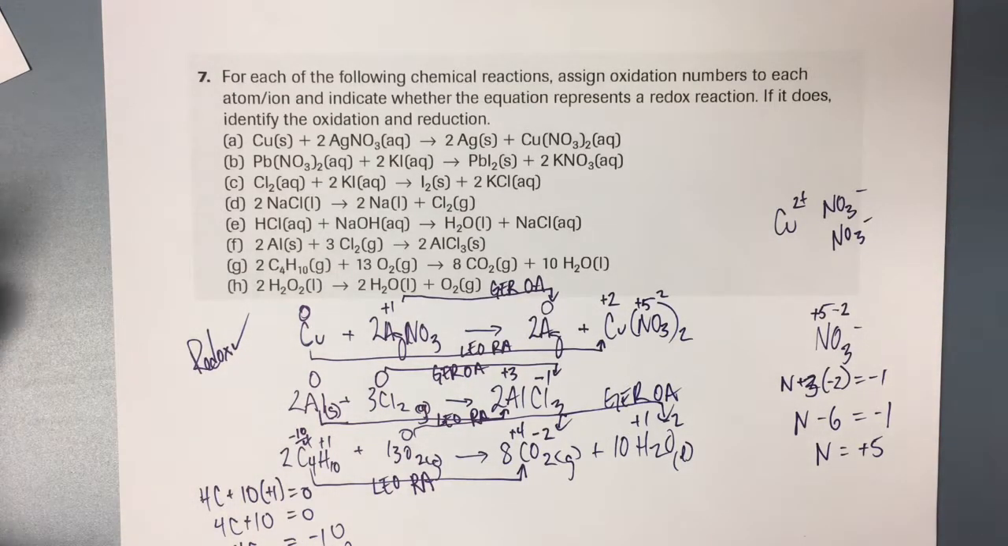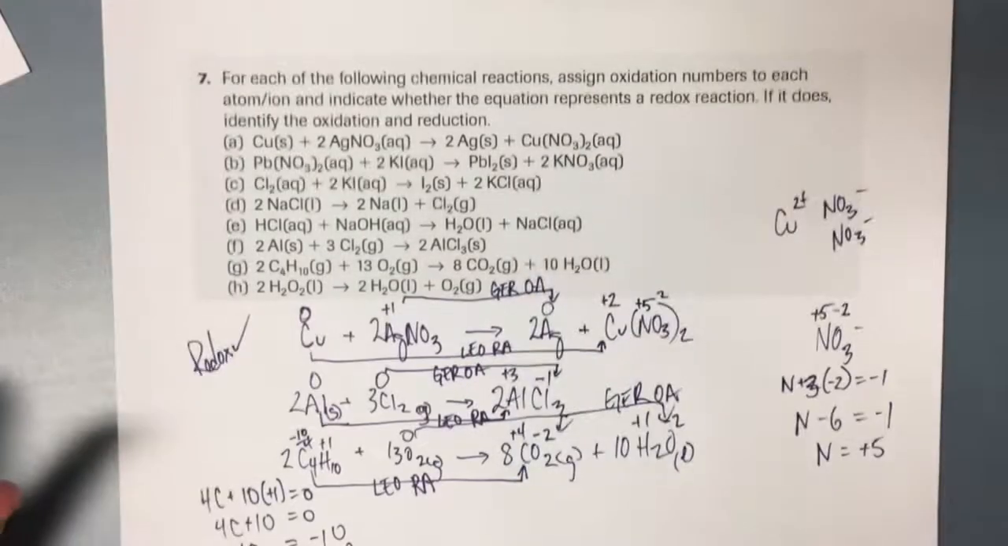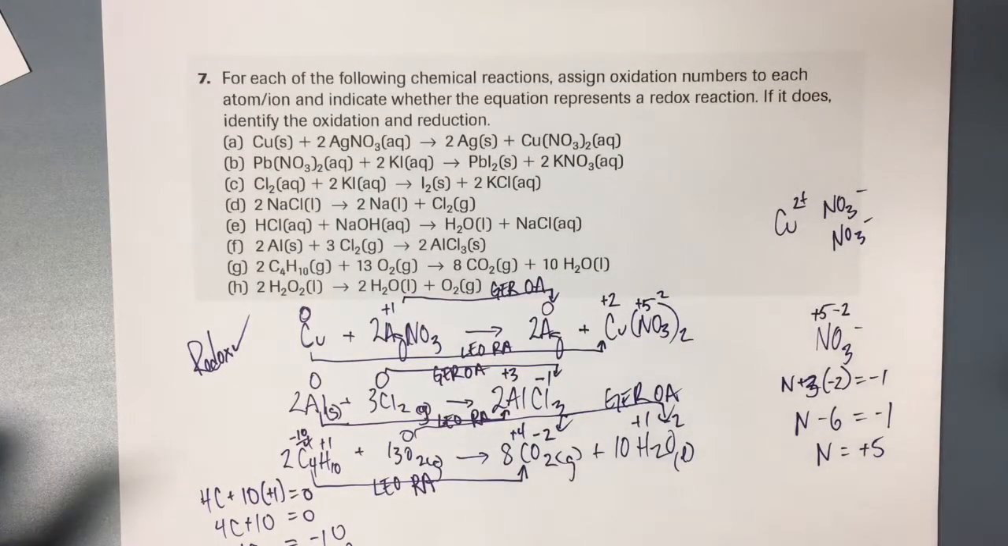So this is a way for us to be able to identify the oxidizing agent, reducing agent, what's gaining electrons and being reduced, what's losing electrons and being oxidized. Once we've got that nailed down, we're going to be able to use that to balance reactions.